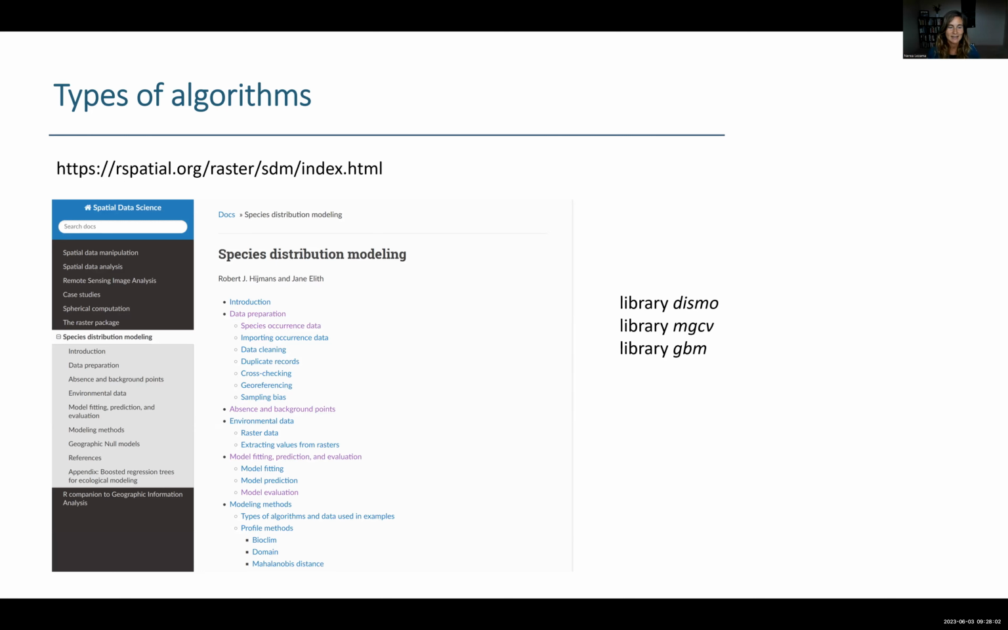But when I started my PhD, I found a complete step-by-step example of how to build a model using the libraries dismo, mgcv, and gbm, in which they give you example code that you can just copy and paste into the R terminal, and you are able to download the species occurrence and environmental data, create pseudo-absences in case you don't have any, and then fit the model, predict with the model, and evaluate the model.